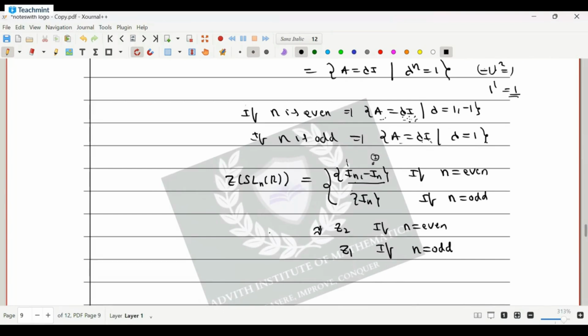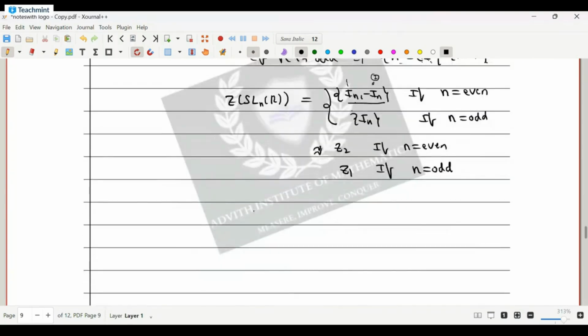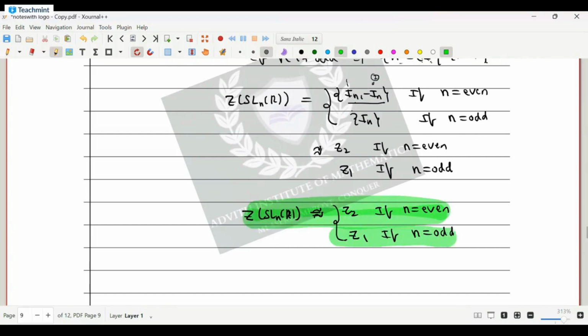So therefore the center of the special linear group SLN of R, remember this sir, the field should be R, is isomorphic to Z2 if n is an even number, and isomorphic to Z1 if n is an odd number, sir. Most important. What about if the field is equal to C, sir?